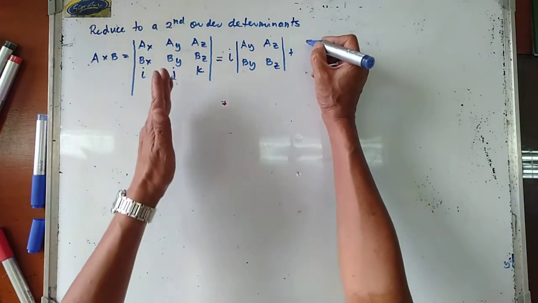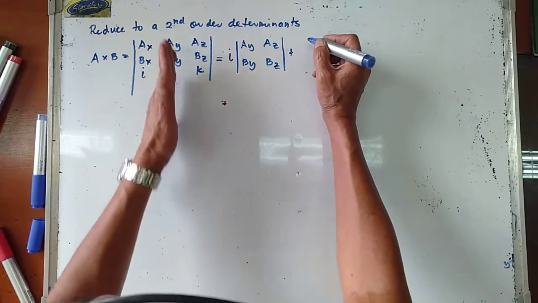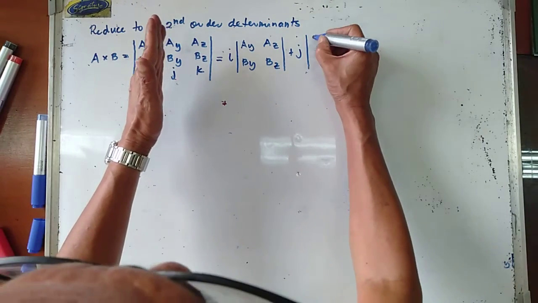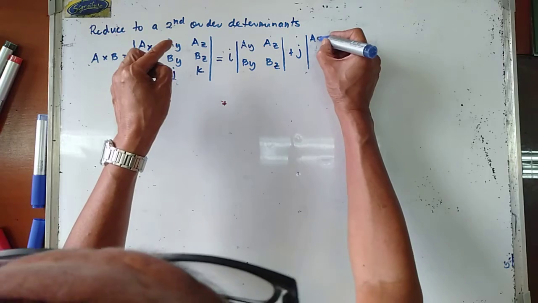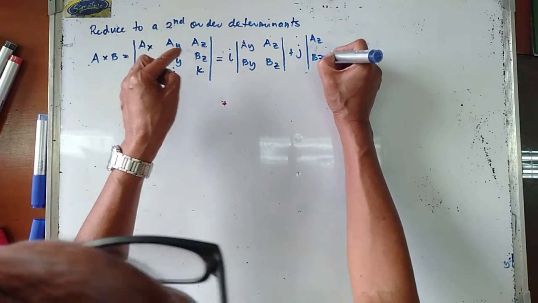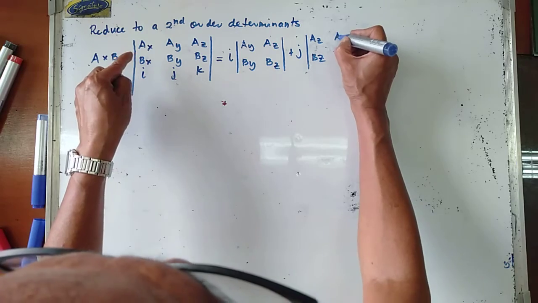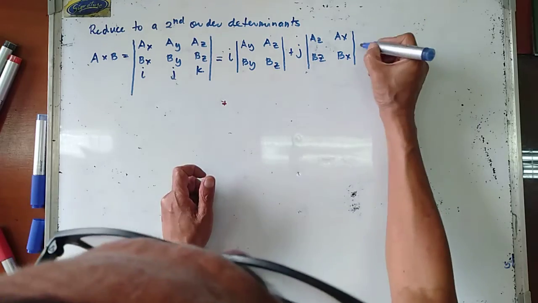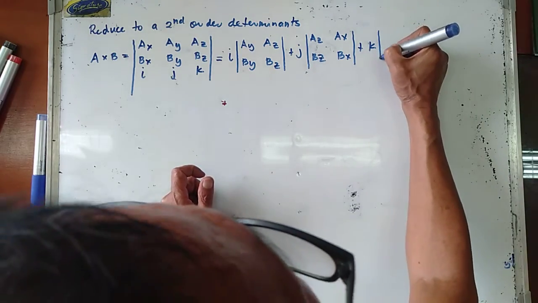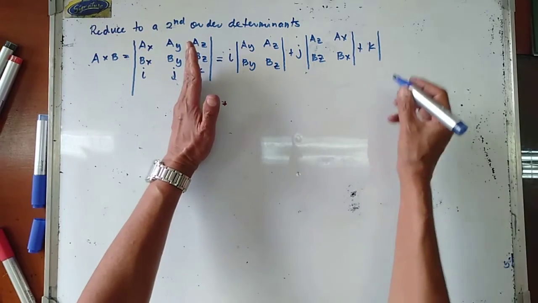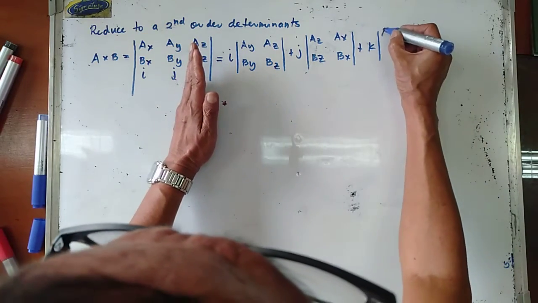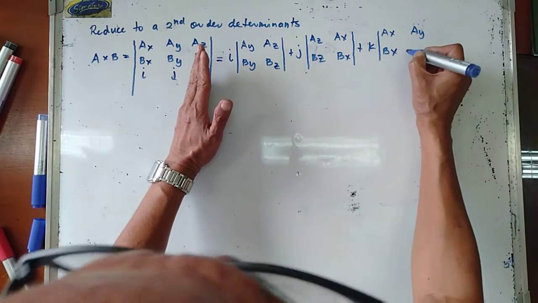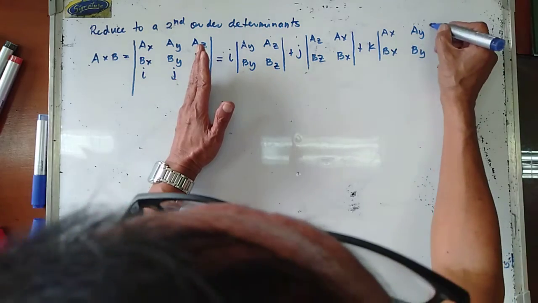And then plus, again, your J. Let us try to remove the row of J and the column of J. So what's left in here is AZ, BZ, and then AX, and BX. And then plus K. Let's try again to remove the row of K and the column of K. So we have AX, BX, and AY, BY.